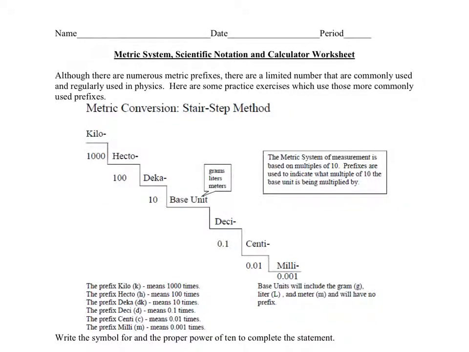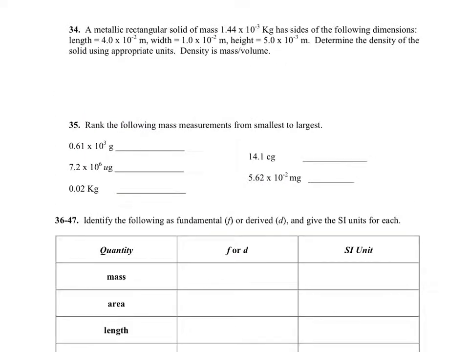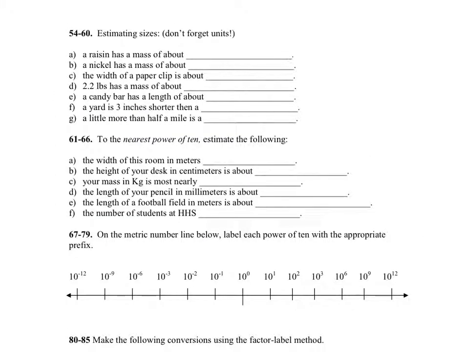We're going to look at page 4 and 5 of the Metric System and Scientific Information. Here we are on page 4, and we're estimating sizes and units on 56 through 60. Your homework is the next section, 61 through 66.